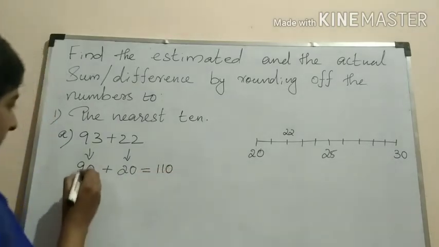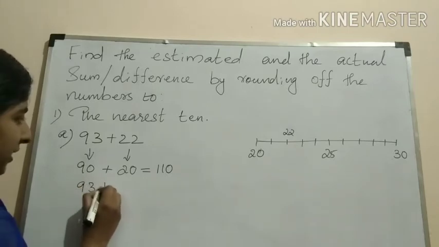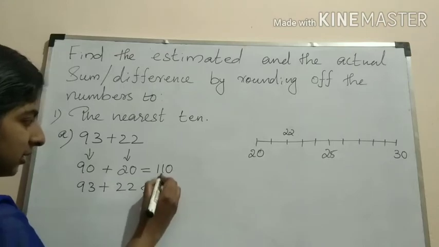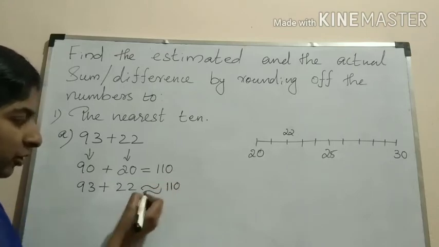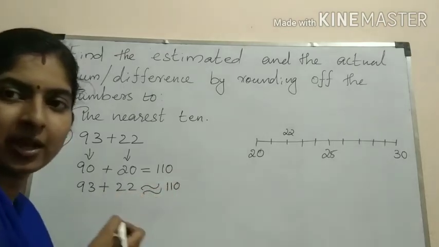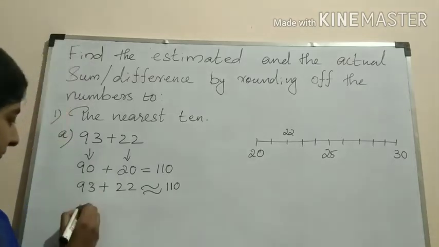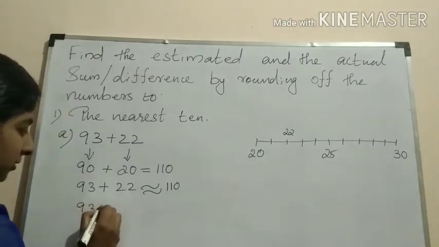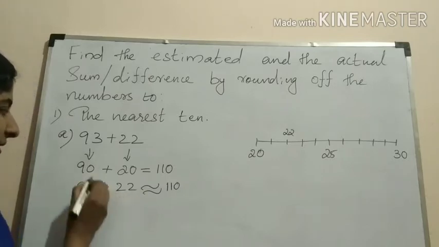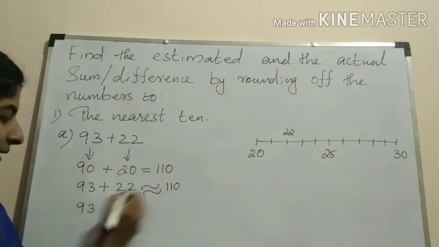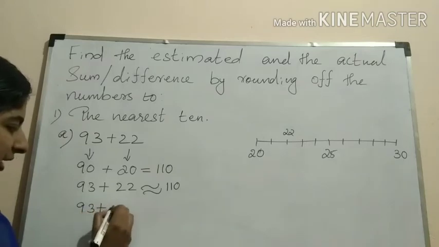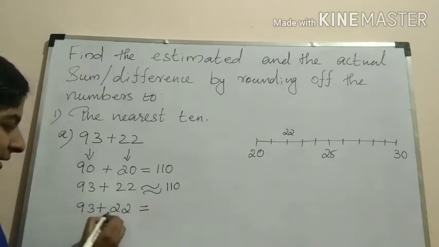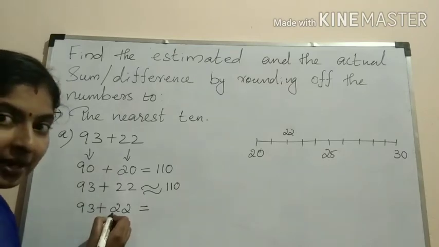Then 93 plus 22 approximates to 110. Approximate means almost equal. Okay. This is the estimated sum. Then we find the actual sum. 93 plus 22.